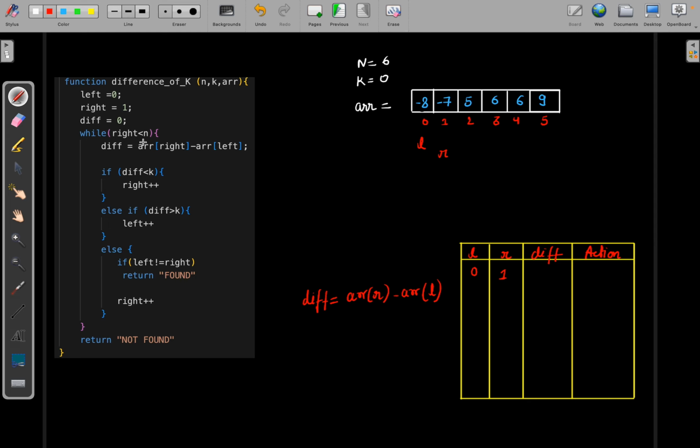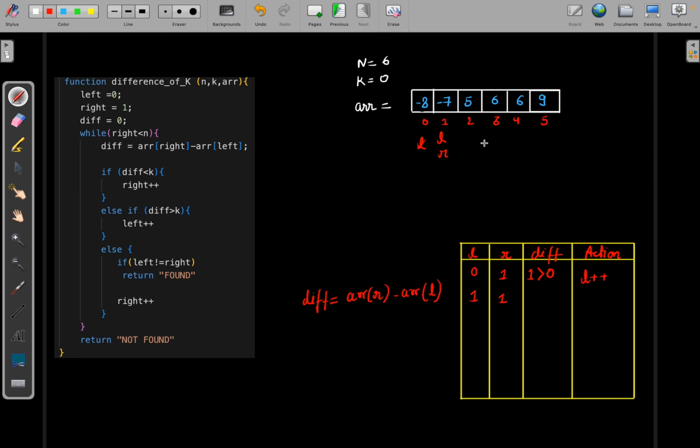So while right is less than n, yes, it is less than n, which is 6. My difference equals ARR of right minus ARR of left. So minus 7 minus of minus 8, it will be plus 1, which is greater than 0. I want 0, so 1 is greater than 0. So what I will do, I will decrease my difference. I will move L plus plus, I will move my L pointer. So now L is pointing to 1, R is also pointing to 1. I will again come back to here.